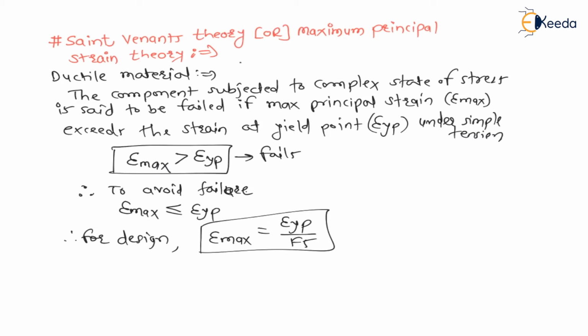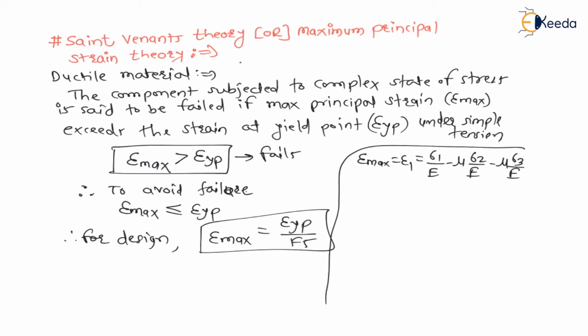Now, my dear students, if this Emax is equal to E1, then what is E1? E1 is sigma 1 by E minus mu sigma 2 by E minus mu sigma 3 by E, for a complex state of stress. Therefore, we have to equate this Emax with E at the yield point. And what is E at the yield point? It is nothing but the stress at the yield point, that is the strength at yield point, SYT, divided by Young's modulus E, SYT by E.